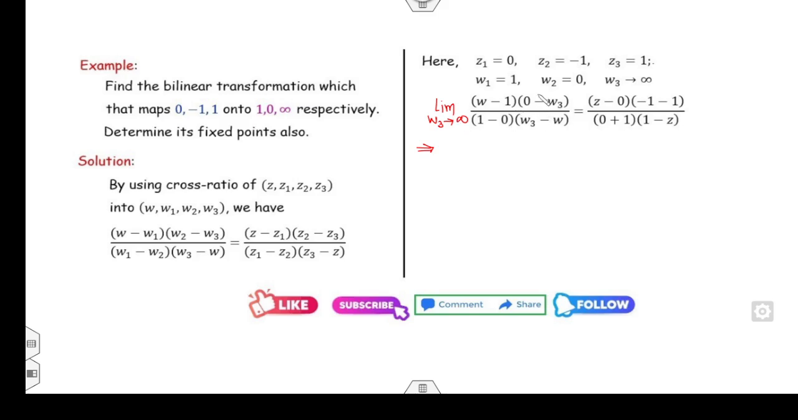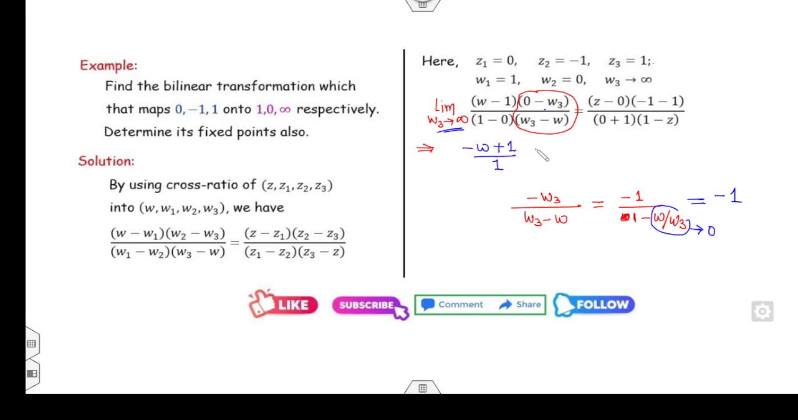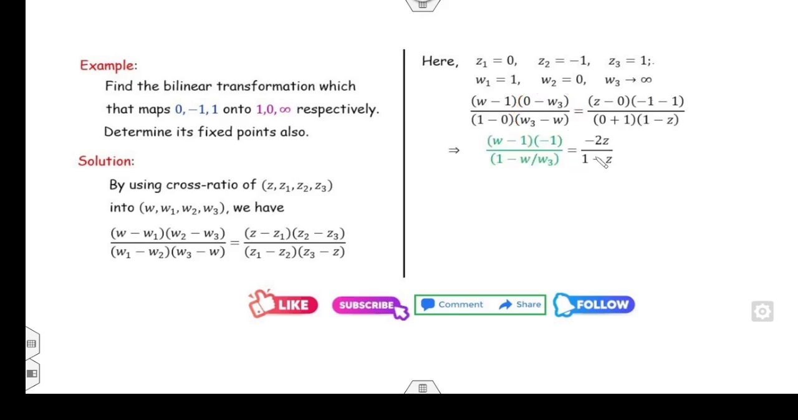Now, once W3 approaches infinity, what is the value? The numerator becomes minus W3, the denominator becomes W3 minus W. I can divide by W3 on both sides. So this will be 1 minus W over W3, and as W3 approaches infinity, this value goes to 0. So the answer will be minus 1. If you multiply them, it's minus W plus 1 divided by plus 1, and the right hand side becomes Z, minus of 2z over 1 minus z.